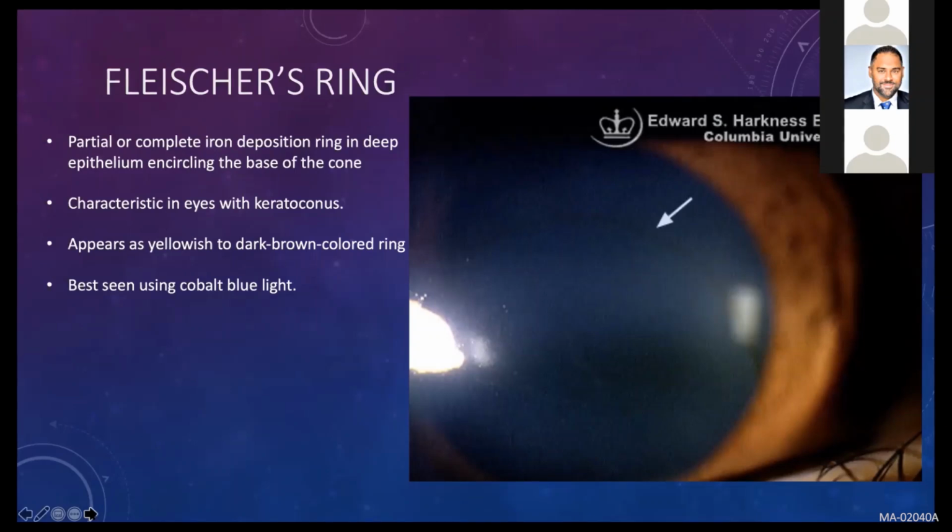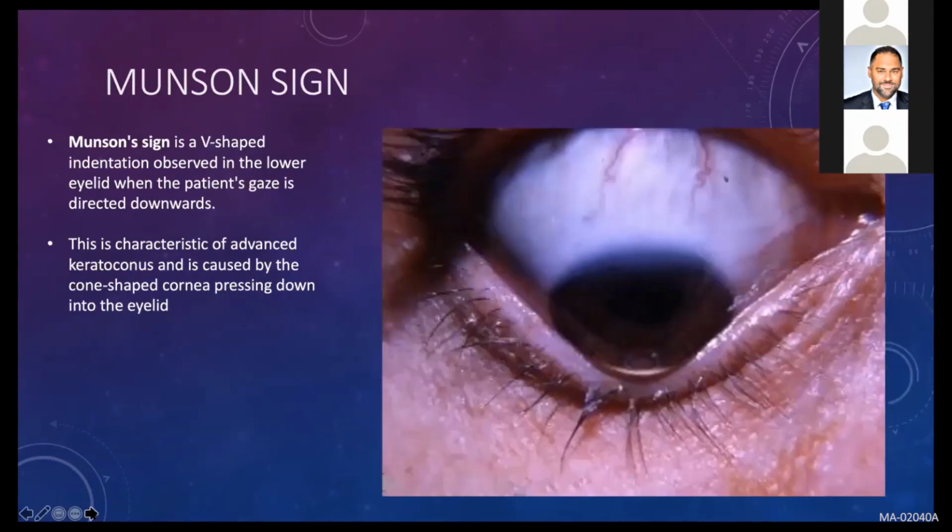And you can see, I've put an arrow there to show the yellowish, dark brown colored ring. It's typically best seen with a cobalt blue light, but that's very eponymous for keratoconus. Munson sign is a V-shaped indentation observed in the lower eyelid when the patient's gaze is directed downwards.